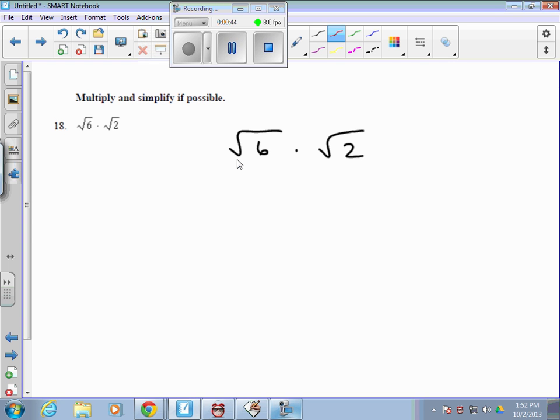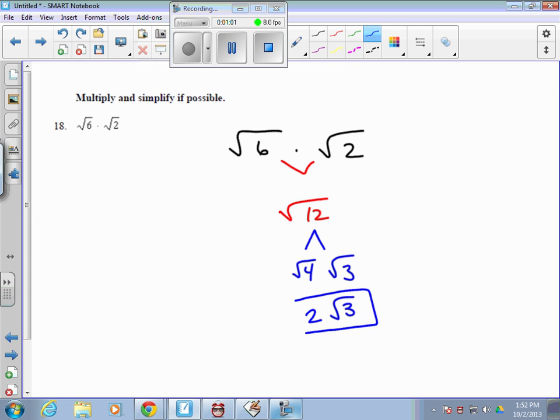18 says the square root of 6 times the square root of 2. When you multiply those together, you get the square root of 12. Think of your factors of 12. That's a perfect square. The square root of 4 times the square root of 3. The square root of 4 is 2 times the square root of 3. Simplified version is 2 times the square root of 3.